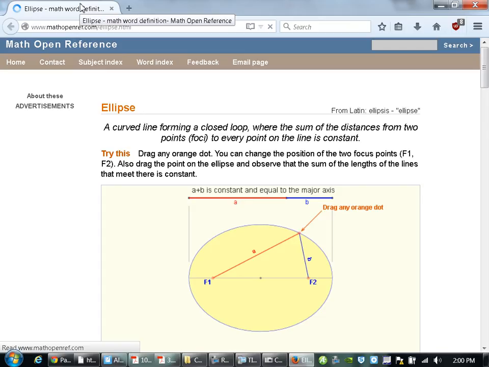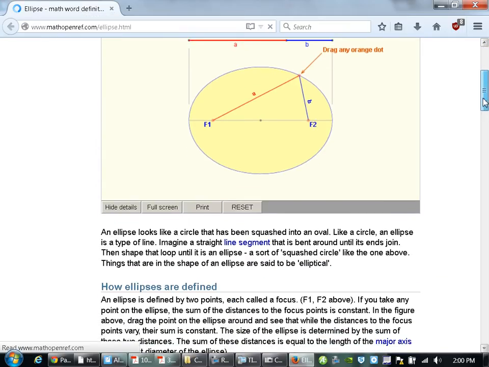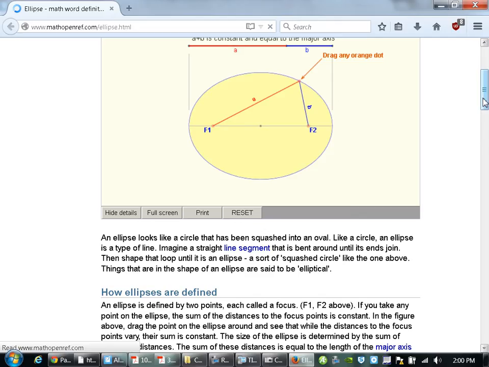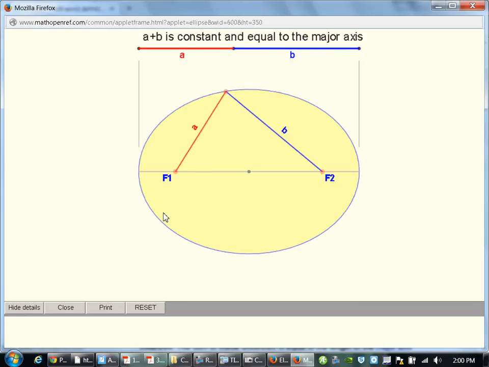What happens with an ellipse is that there are values of A and B that stay constant, the sum of the distances between where their foci are. Foci is the plural of focus. So when you have an ellipse, as you drag this point around the ellipse, the sum of the distances stays constant from those two fixed points, the foci.